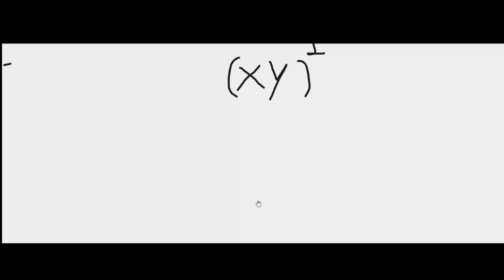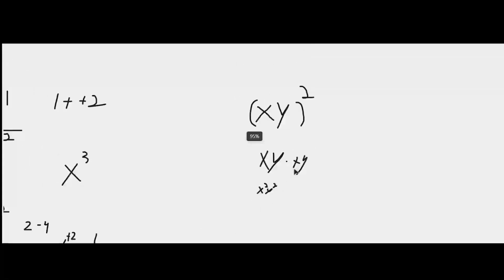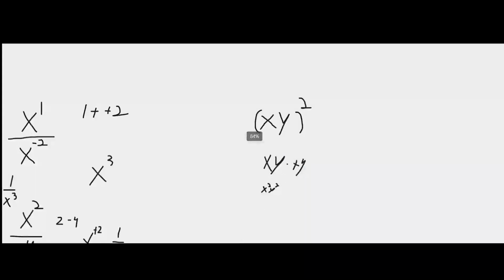What we're going to do actually is just write this out. xy times xy, and you're just going to get x squared y squared. Not too bad. So that's another principle. Move over.